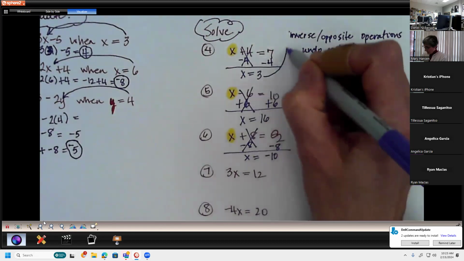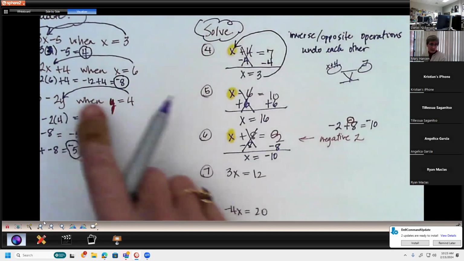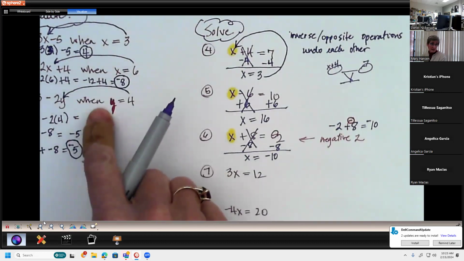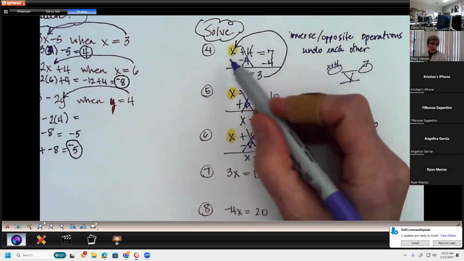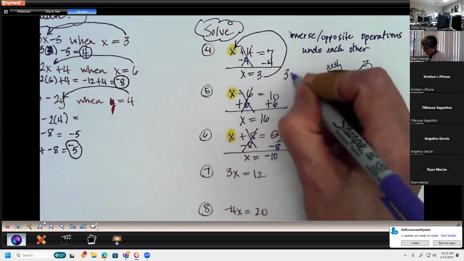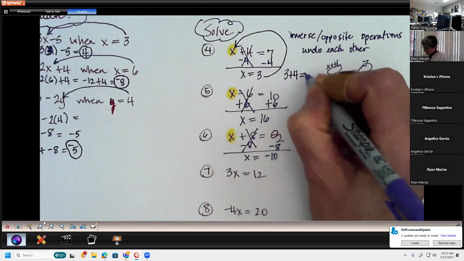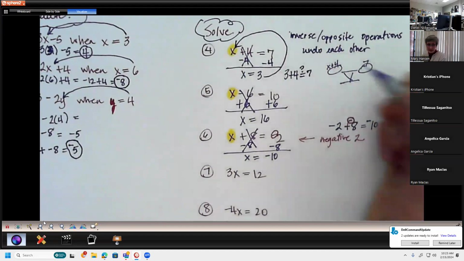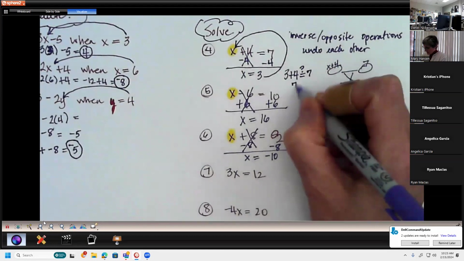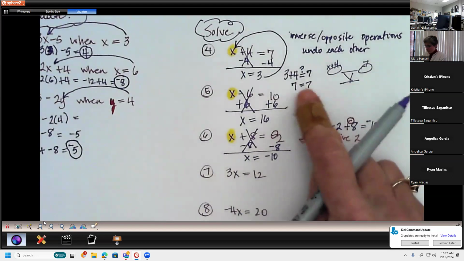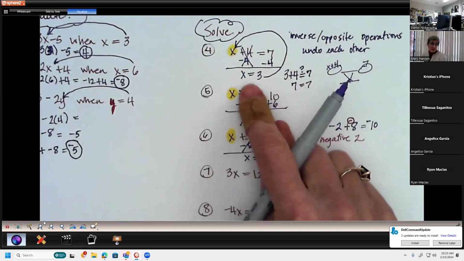We can put 3 back in for X just like we did on this left-hand side. And then when we put 3 back in here for X, we get 3 plus 4. And we want to know, is that equal to 7? It is. If you can confirm that, then that means your answer is correct.